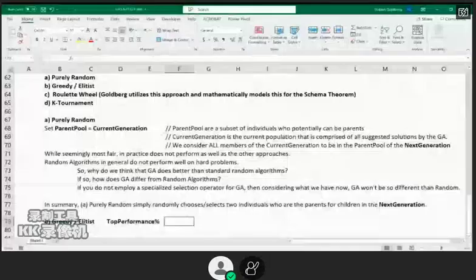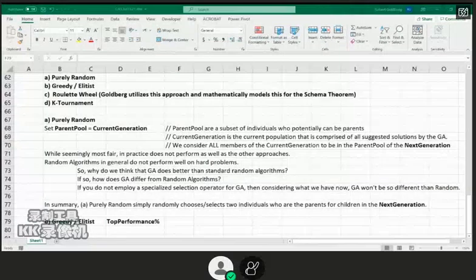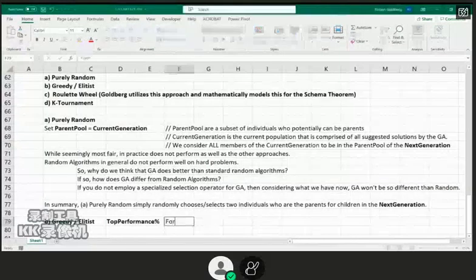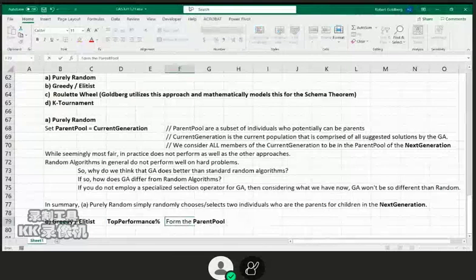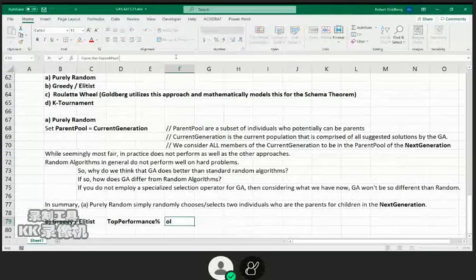The reason I'm explaining this is that it's usually a percentage. It's given. All right, so you choose the parent pool. It's more than choosing because at this point it's somewhat well defined. You form the parent pool, which is the people who are potentially parents. You form the parent pool to be the top performers in terms of fitness of the current generation. Again, these variables are lists.